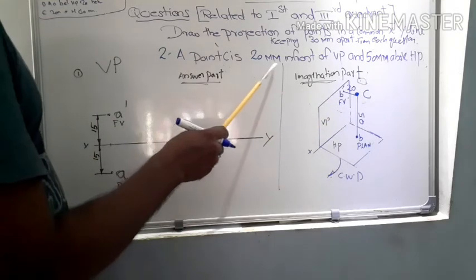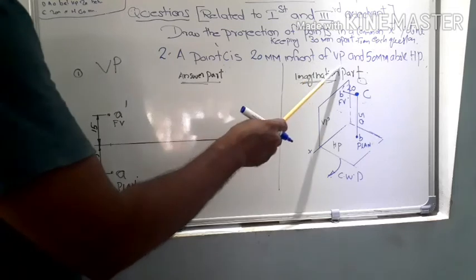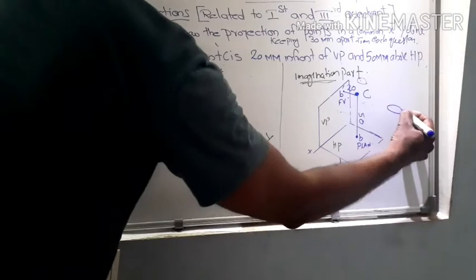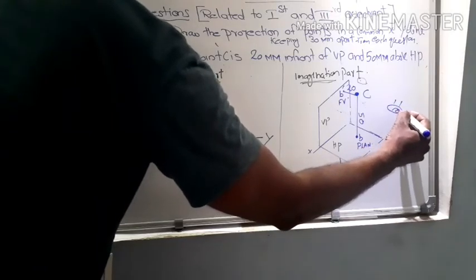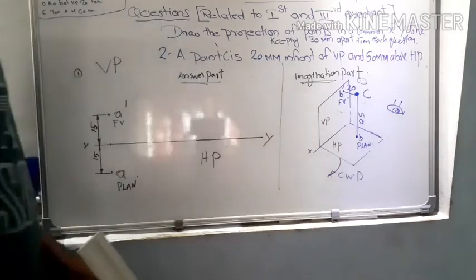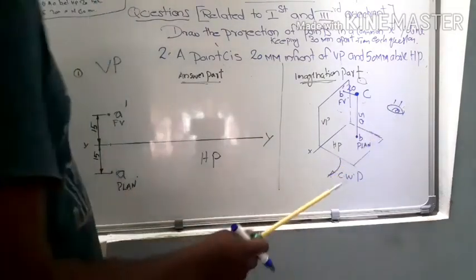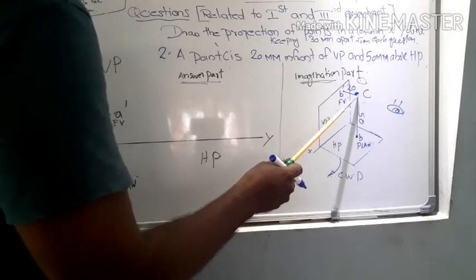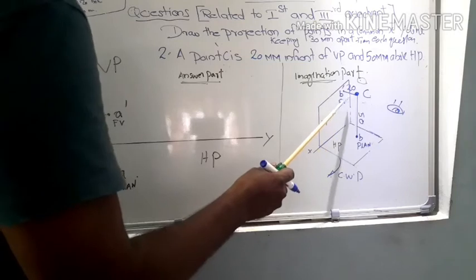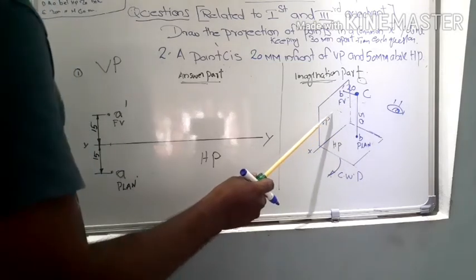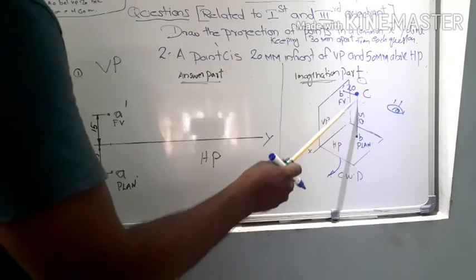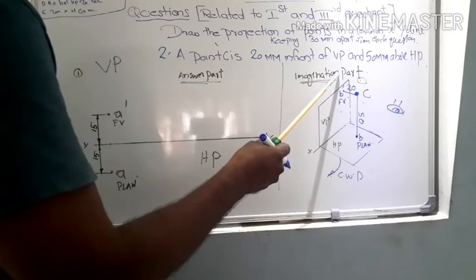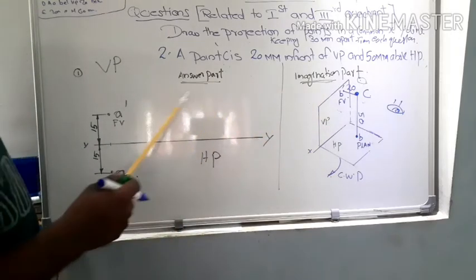That means 20 mm in front of VP. According to the observer position, this is our observer sign. By the help of this observer position, we can say that our object is C, which is fixed 20 mm in front of the vertical plane and 50 mm above the horizontal plane. This is the imagination part. Now this is the answering part.